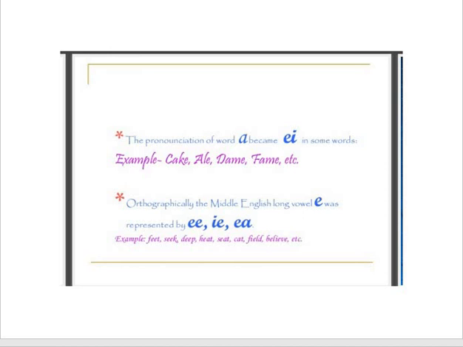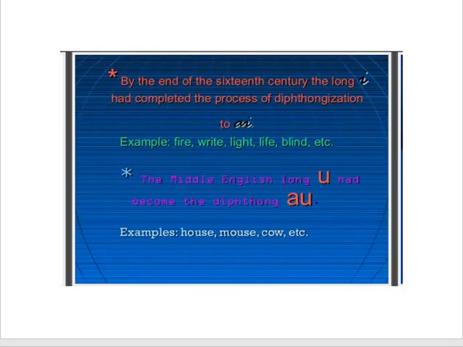So these are the language parameters. Let's see what is on the next slide. By the end of the 16th century, the long I had completed the process of diphthongization to AI, for example fire, right, light, life, blind, etc. The Middle English long U had become the diphthong OU.